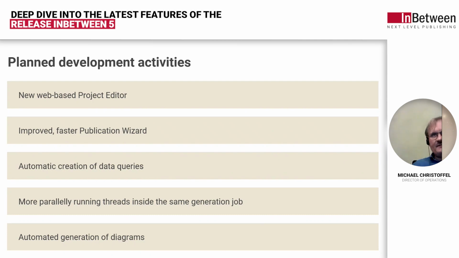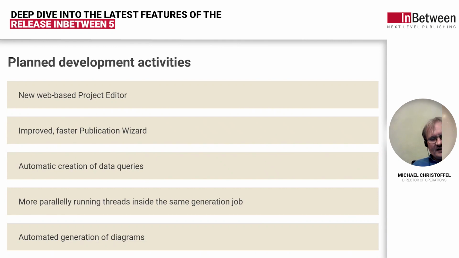The next thing: we have seen it's very easy to create data queries. We want to simplify it even more so that there's no effort to create a data query. Just assume you have a PIM system and you have an attribute called product name. In this case, it would be very easy if, just by connecting to this PIM system, InBetween automatically creates a data query with the name product name. So there is no effort for this if we implement it.